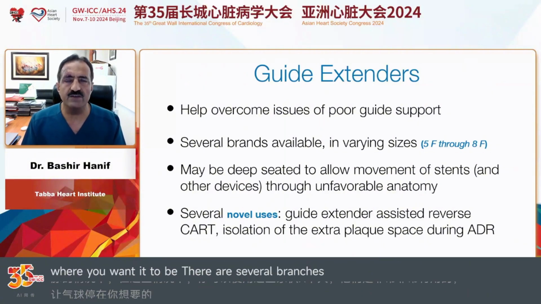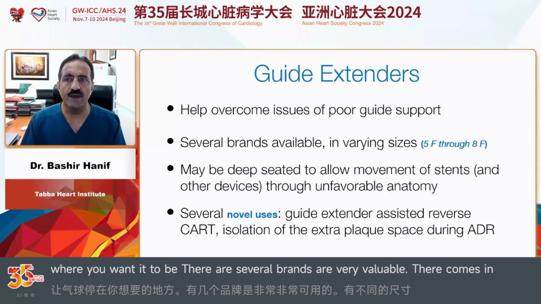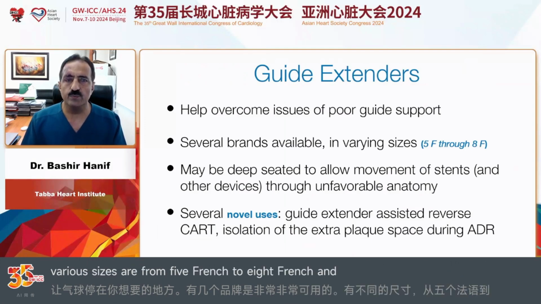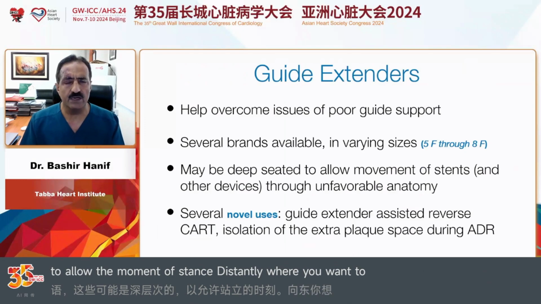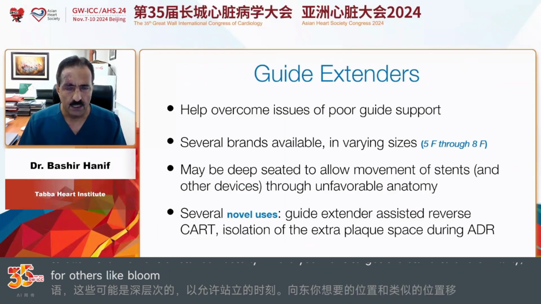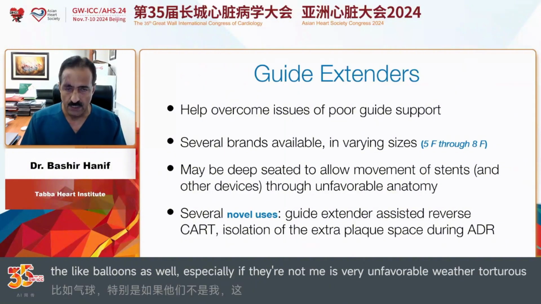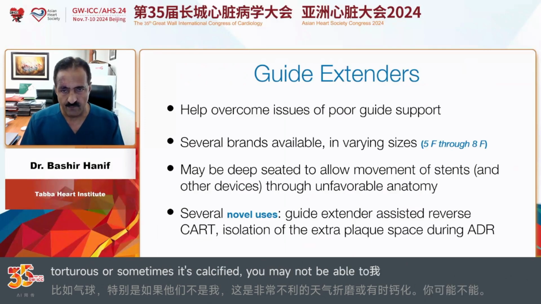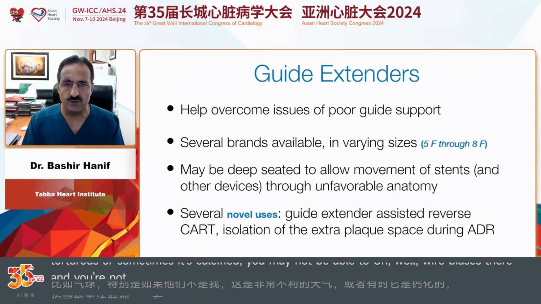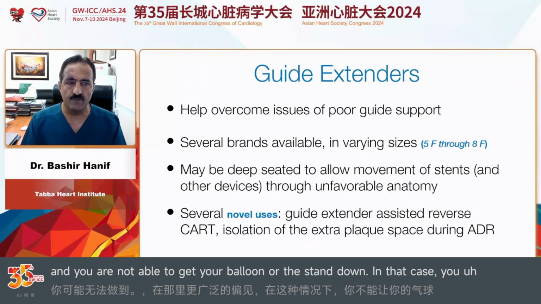There are several brands available. They come in various sizes from 5 French to 8 French. These could be deep seated to allow the movement of stents distally to where you want to get the stent. Similarly for other devices like balloons as well, especially if the anatomy is very unfavorable, very tortuous, or sometimes calcified, and you may not be able to get your balloon or stent down. In that case, this could be very helpful.